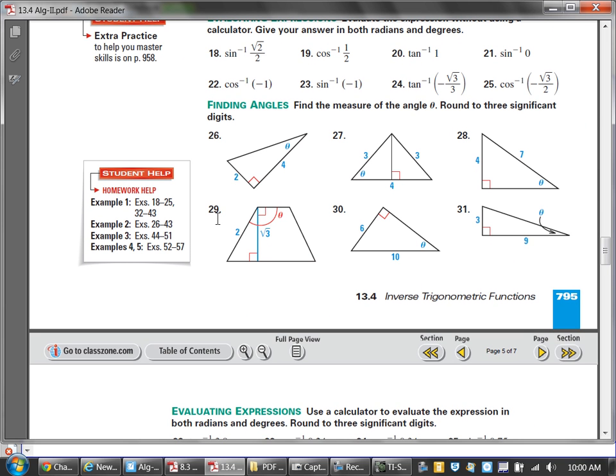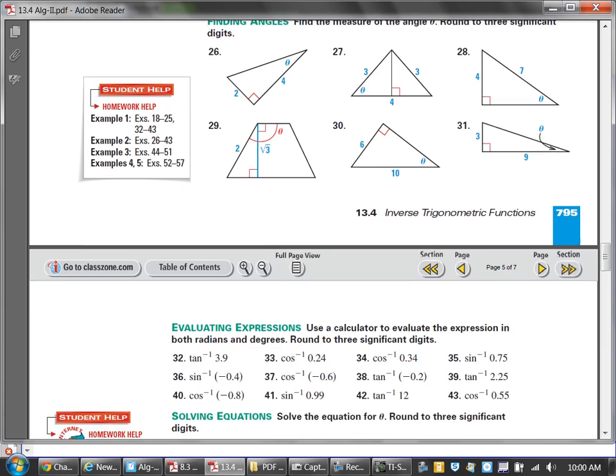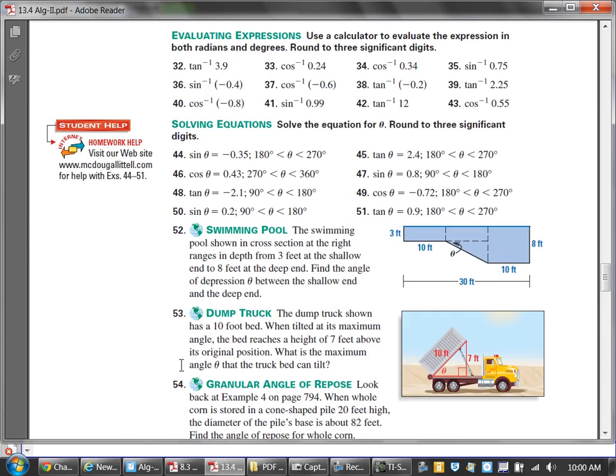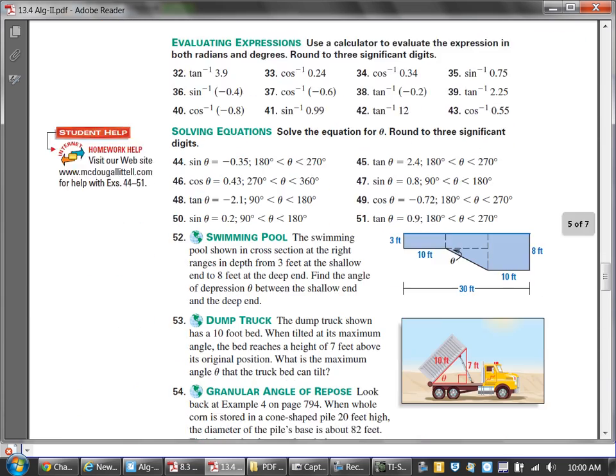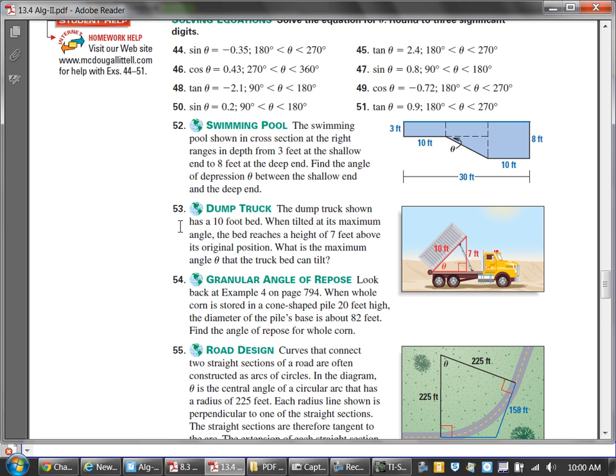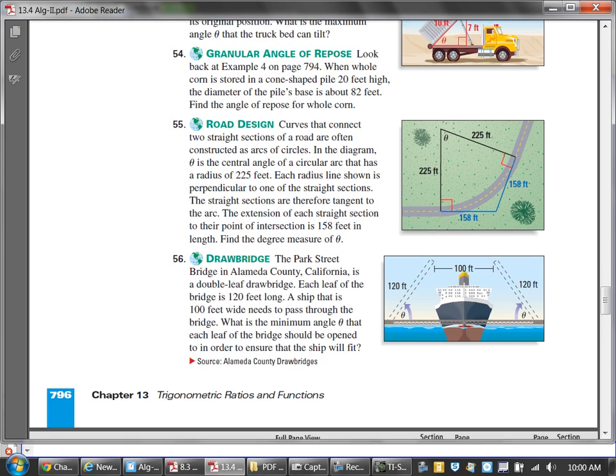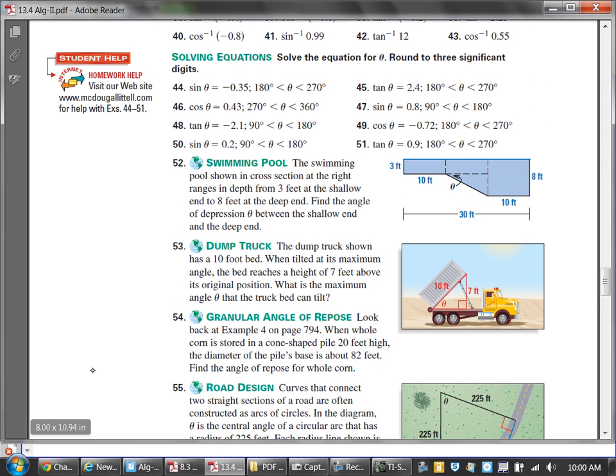You've already done those. Let's not waste our time with those. So this is page 796. I'd like you to start at number 44, and I'd like you to go through 56. Please. Okay? Tomorrow we'll go over this again.